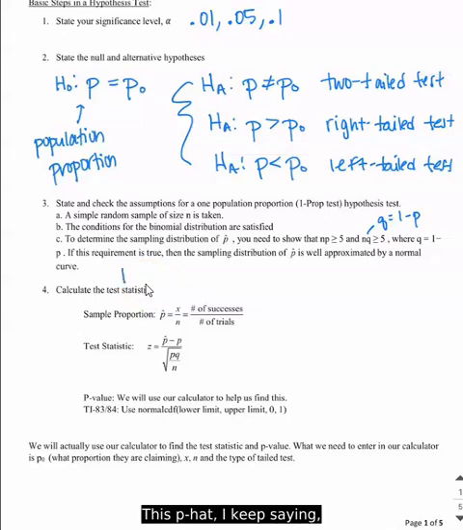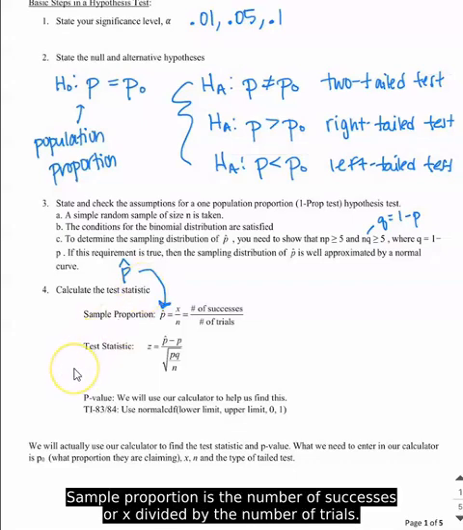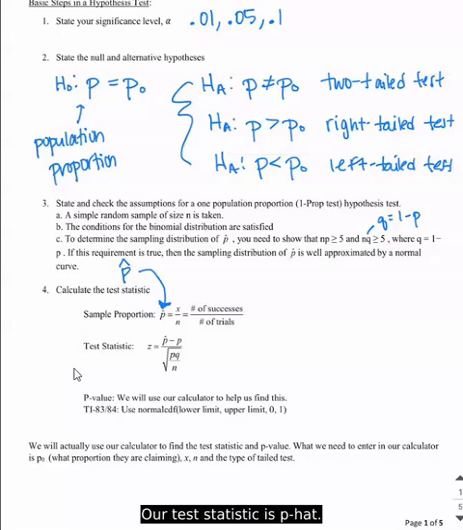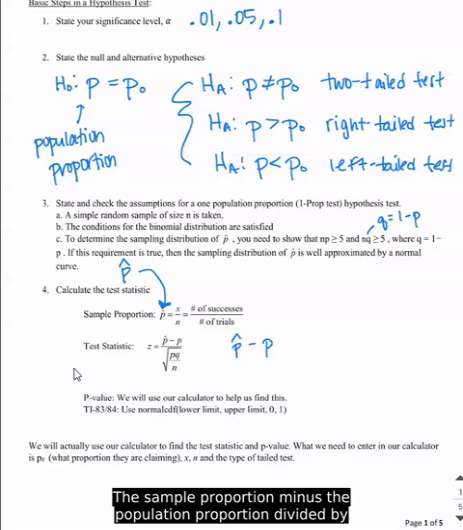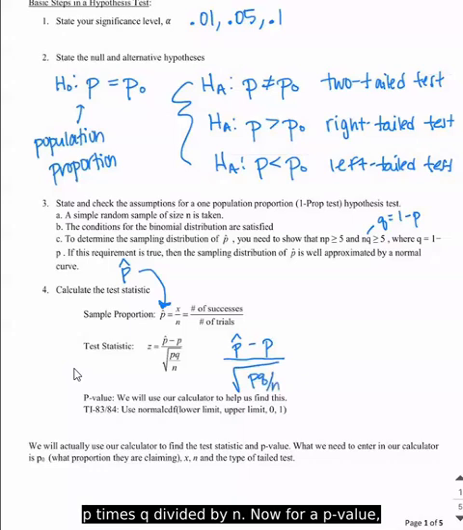So this P hat I keep saying is my sample proportion. If you look down at step 4, calculate the test statistic. This is P hat. It's maybe harder to see on the paper. Sample proportion is the number of successes, or X, divided by the number of trials. Our test statistic is P hat minus P, the sample proportion minus the population proportion, divided by the square root of P times Q divided by N.